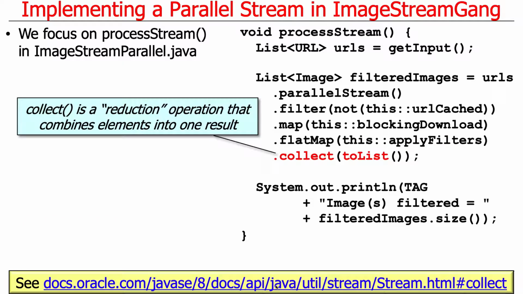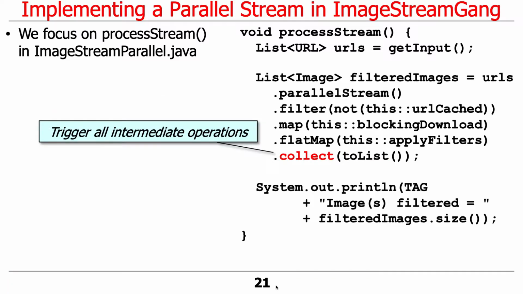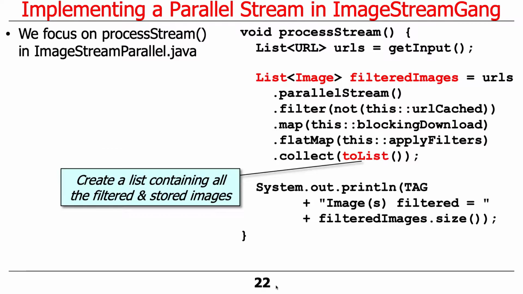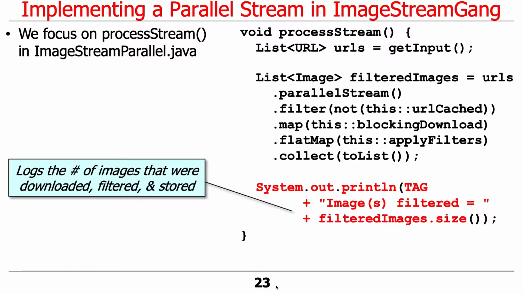And then the final thing, obviously, is collect, which reduces all the elements into a single result, which in this case is a list, or an ArrayList, of filtered and stored images. That's what we get when all is said and done. Of course, collect also triggers all the intermediate operations, turns them into a list, and then we go ahead and print how many images we transformed. Once they're stored, another piece of the program will actually display them. This is just here to give you some logging information that you could use to satisfy yourself that the program is working properly.